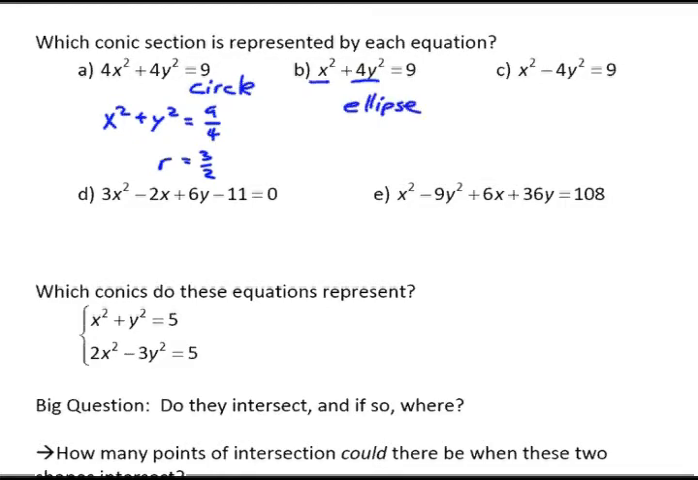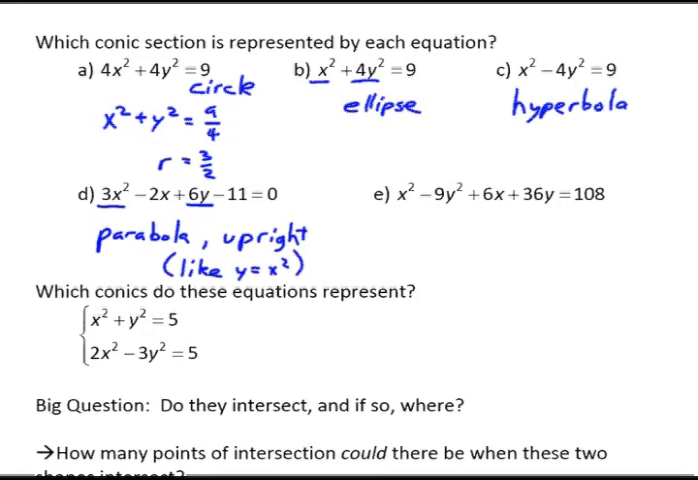In our third example, there's a difference of squared terms. One's positive, one's negative. That indicates a hyperbola. In our fourth example, there's only one squared term. It's x squared. That means that since there's a y term and an x squared term, this will be a parabola. Furthermore, we can see that it's going to be upright because we only have a y and an x squared. Our final example has an x squared term, a y squared term, and they're opposite signs. This will be a hyperbola.